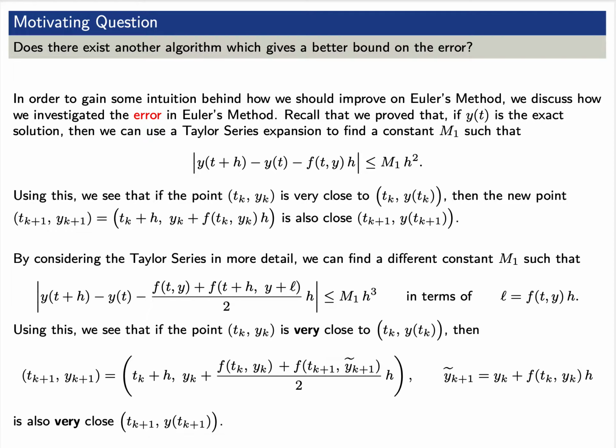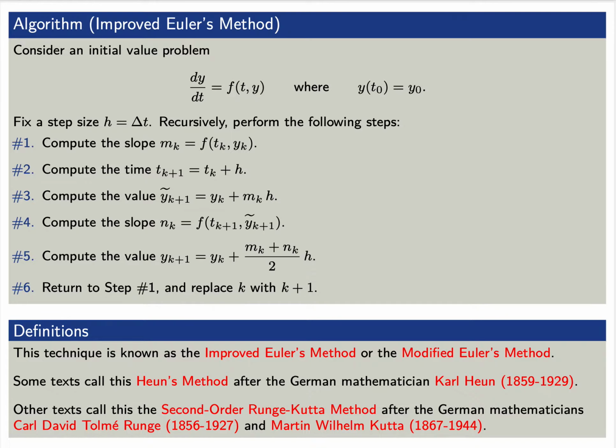Using this concept, but now looking at the Taylor series in more detail, we can find a different constant such that the absolute value of y of t plus h minus y of t minus the ratio f of t, y plus f of t plus h, y plus L, all divided by 2 times h, is less than or equal to M sub 1 times h cubed, where now L is f of t, y times h. Using this, we can then find a different algorithm from Euler's method to find points that are even closer to the actual solution. Our algorithm for the so-called improved Euler's method is as follows.